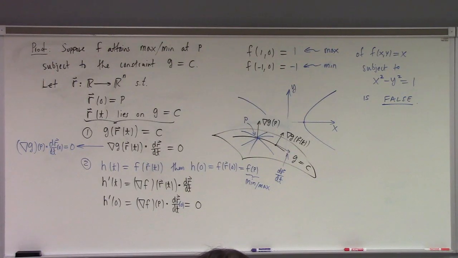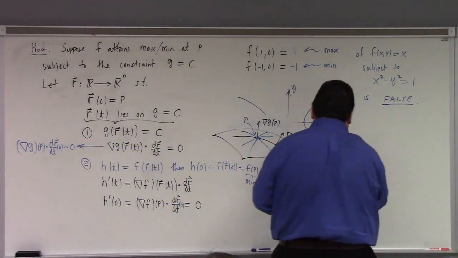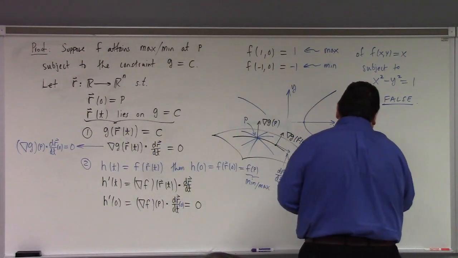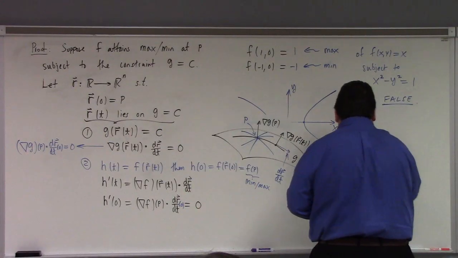Think about the geometry here. It must be, then, that the gradient of f points in the same direction as the gradient of g. How do we write that? Thus, the gradient of f is equal to lambda times the gradient of g. It has to be collinear.